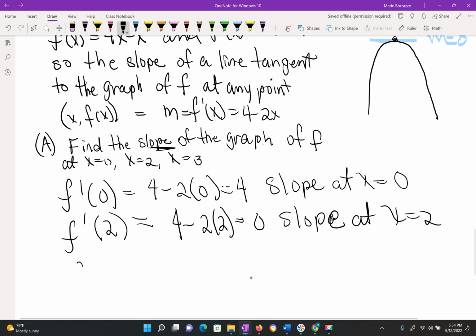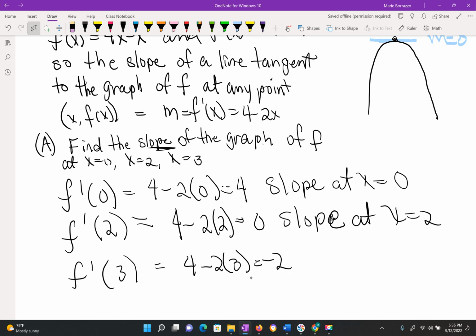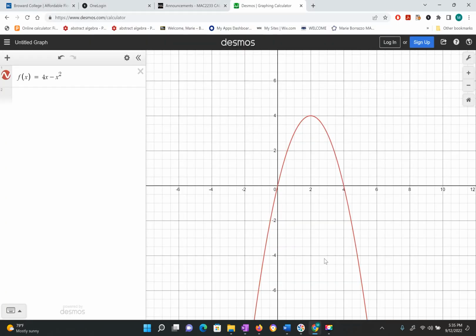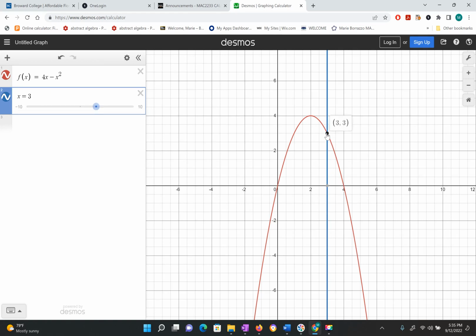The next one is, if I'm looking at the first derivative at 3, the value of the slope will be 4 minus 2 times 3, which gives us negative 2. So that is the value of the slope at 3. Let's take a look and make sense of it. Let's look at this one first. When x is 3, I'm going to highlight where x equals 3. Where x is 3, I'm looking at that point right there. Does it make sense to you that that's a negative slope?